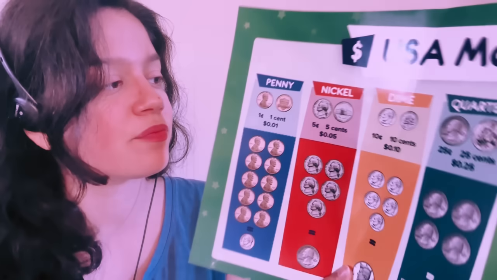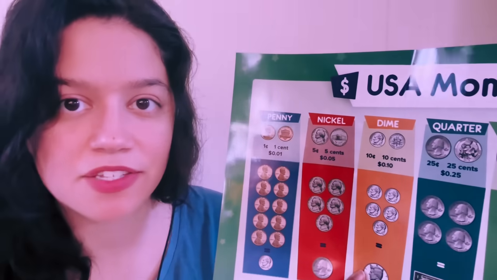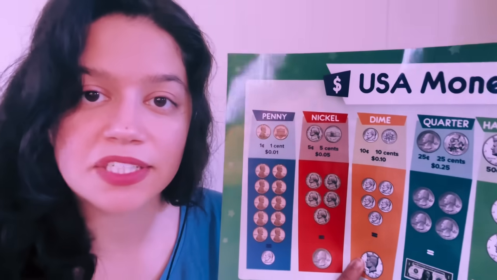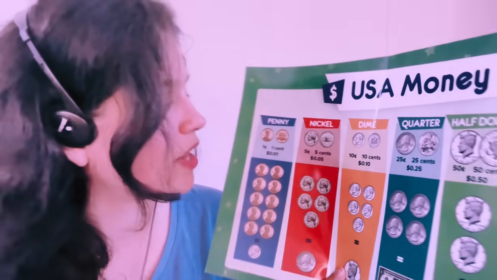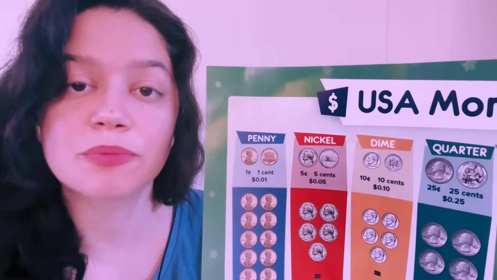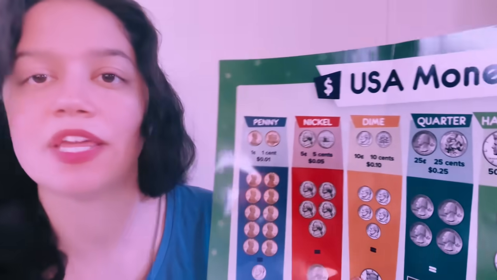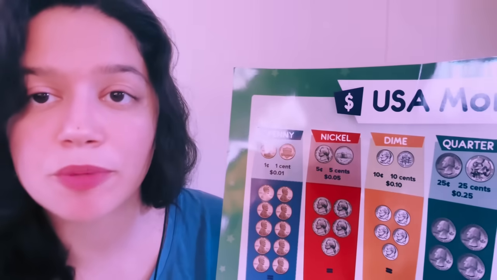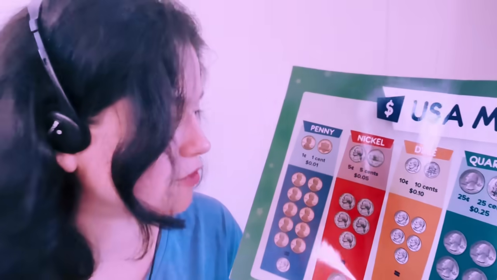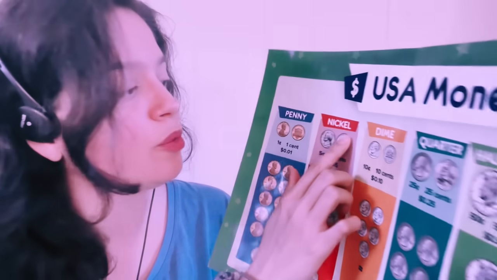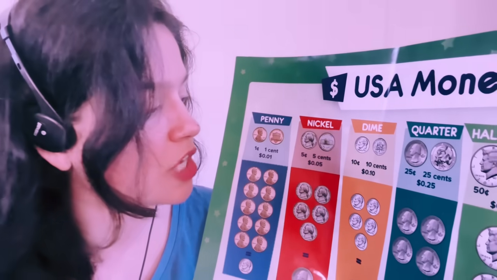Next we have the nickel. The nickel features Thomas Jefferson's face. Thomas Jefferson was the third president of the United States. Now, what's curious is that on the back of the nickel we have his personal home, Monticello. Some people erroneously think that it's the White House or even the Capitol, but no, it's Monticello, Thomas Jefferson's personal house that he built himself. The phrase e pluribus unum is once again etched onto the back of the nickel above his Monticello home.